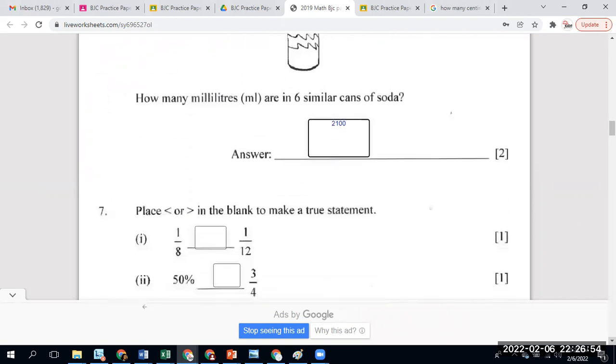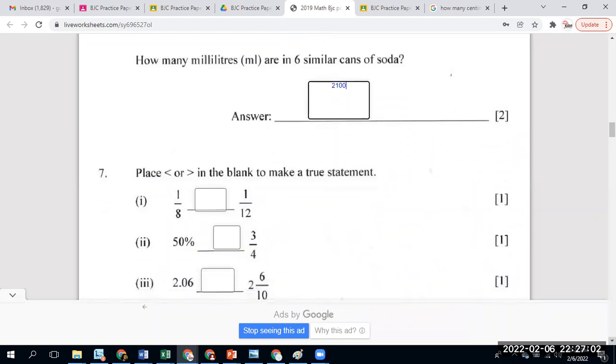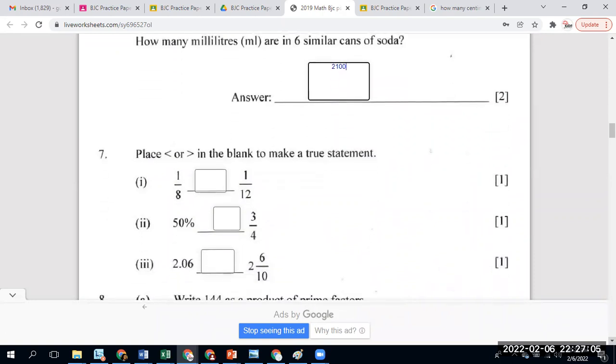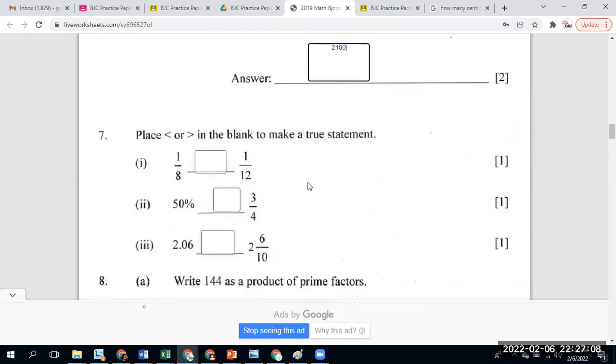Okay, moving on. We are to identify which fraction or percentage or decimal is greater or smaller. In the first case, anytime you have fractions with the same numerator and 2 different denominators, the larger the denominator, the smaller the fraction. So in this case, 1/8 is larger than 1/12. The smaller the denominator, the larger the fraction when the numerators are the same.